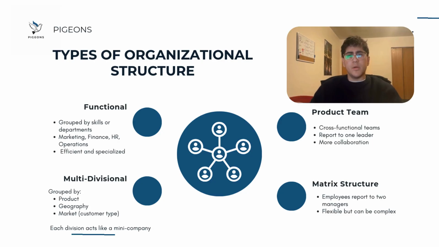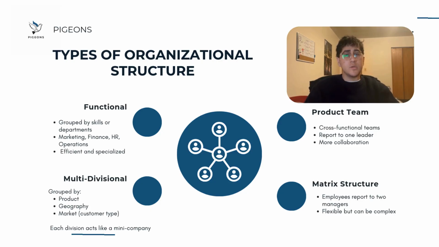For example, in a product structure, each product line has its own division, almost like a mini company with its own marketing and finance teams. In a geographic structure, divisions are based on regions, which helps companies adapt to different markets around the world. And in a market structure, divisions focus on specific customer groups, so the company can better meet different customer needs.